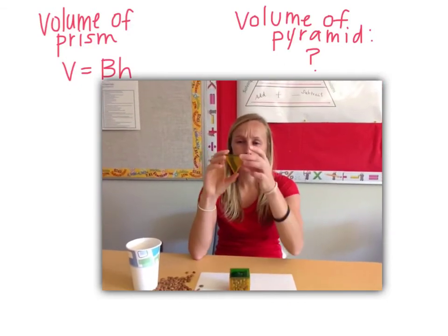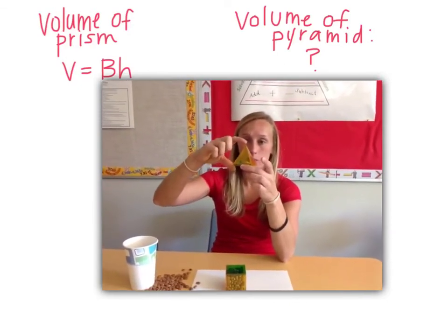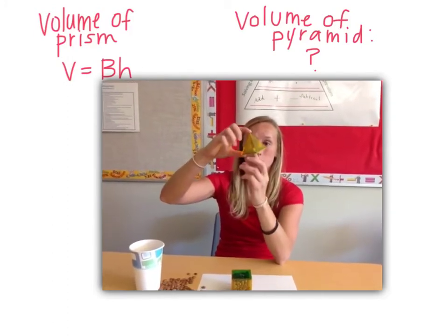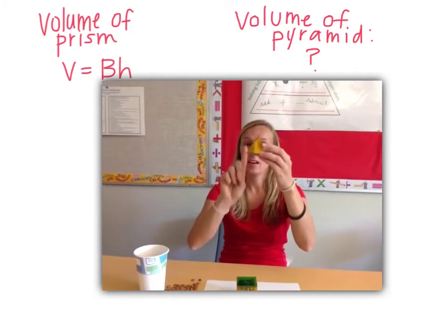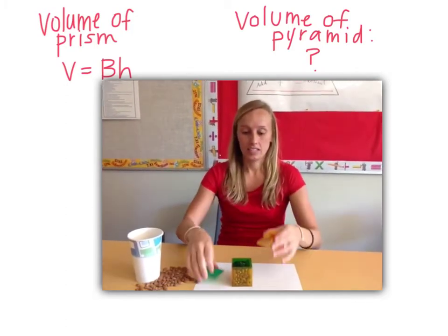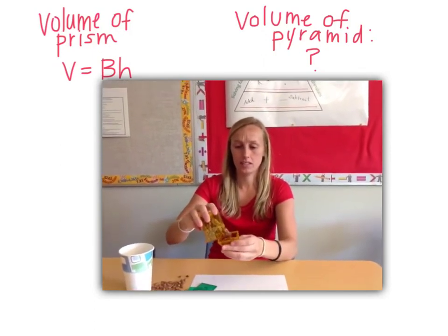Now before I do that, I just want to point out the height of a pyramid has to go from this top, you see the point up here, down to the bottom. So the height would be like if I put my finger on the side here, that's how tall it is, that's the height. I went right through the middle. All right, I'm going to take the things off and start pouring and see what you notice. So I'm going to start pouring some beans in here.